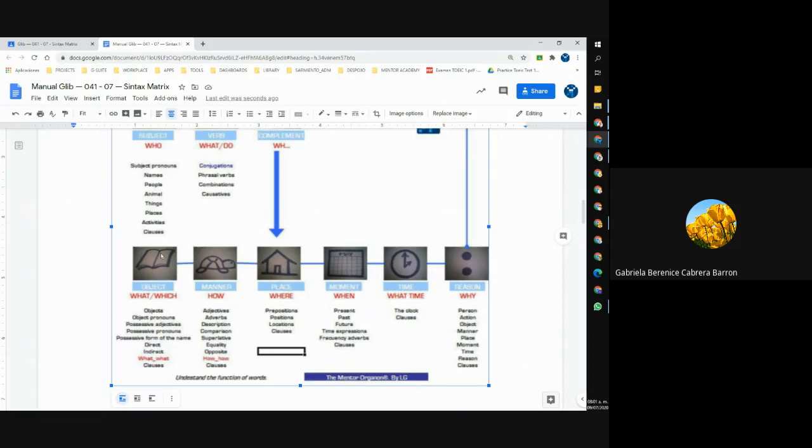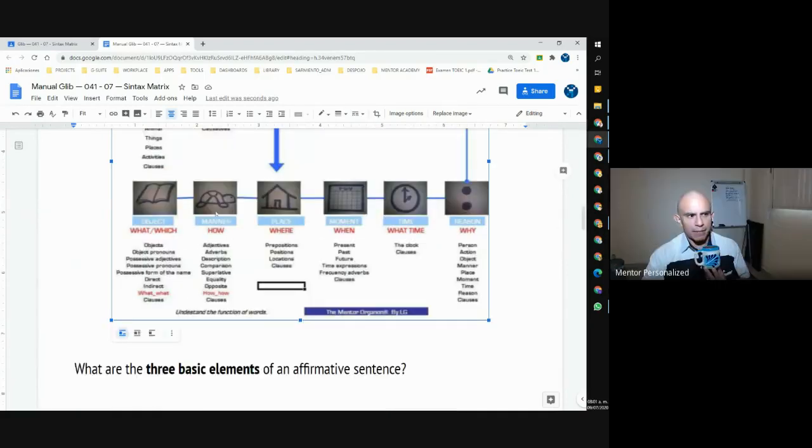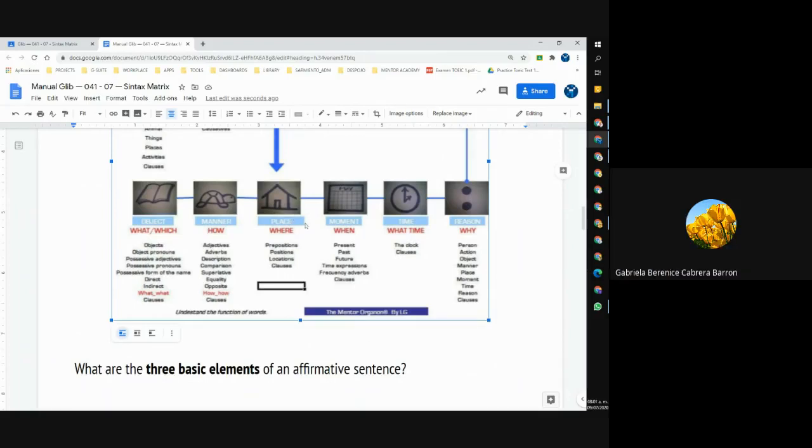Yeah, for example, what aspect is this? Object. Very good. And this? Manner. Repeat, manner. Yeah, how do you say manera? Manner. Okay, very good. Then? Place. Moment. Correct. Time. Correct. Reason.